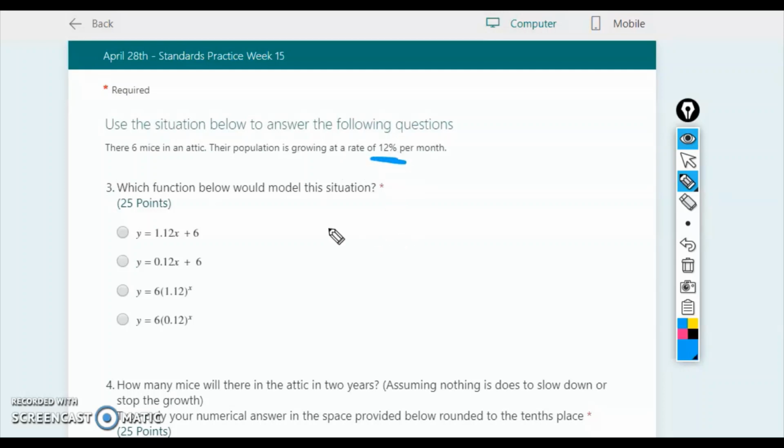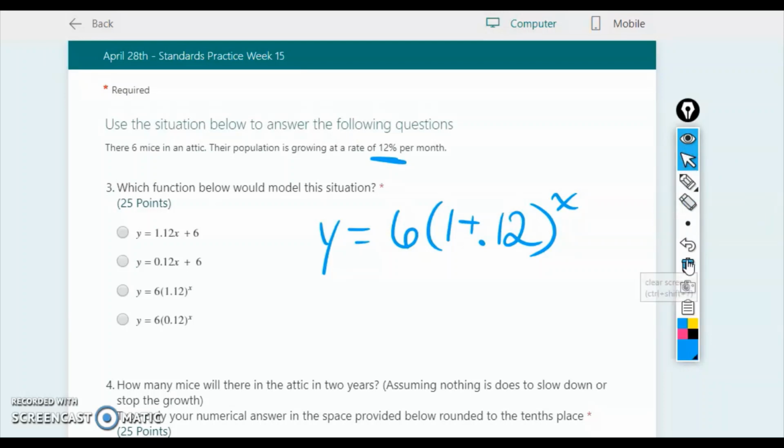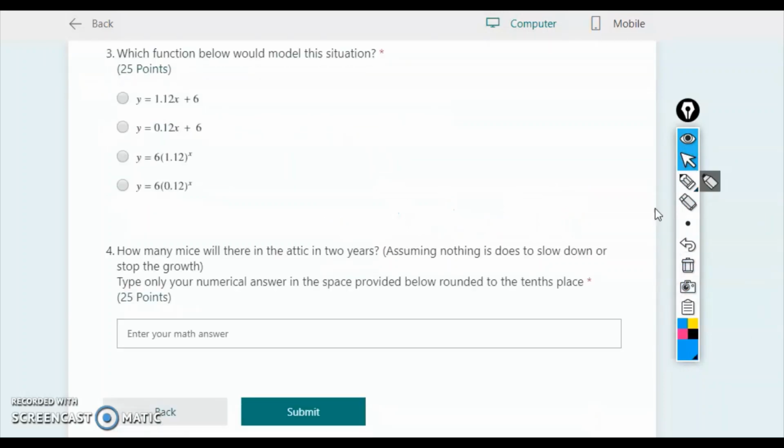So you start out with 6, and then it's 1 plus, because it's growing, whatever this is as a decimal. So 12% as a decimal is 0.12. And then x is going to be your time frame, which is every month. So this is what it's going to look like. You would add this to simplify it, and then that's your answer to number 3. So let's look at number 4.